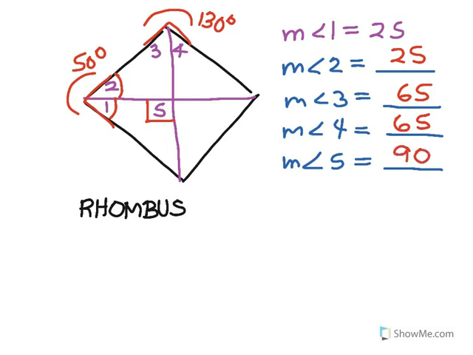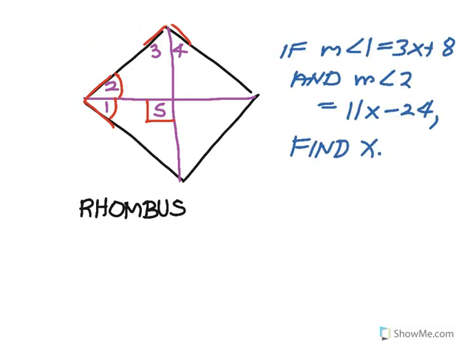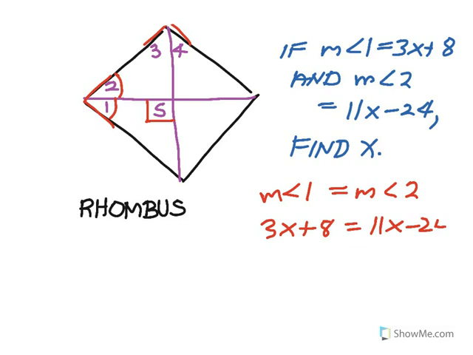Okay, and let's suppose I know that angle 1 is equal to a value represented by the expression 3x plus 8, and angle 2 is the value represented by 11x minus 24. If I'm asked to find x, I just have to equate those, because I know that the measure of angle 1 is equal to the measure of angle 2, because I know that that angle has been bisected. So I know that 3x plus 8 must be equal to 11x minus 24. So if I subtract 3x from both sides and add 24 to both sides, I get 8x is 32, so I know that x must be equal to 4, and I can check that back. Both angles equal 20.